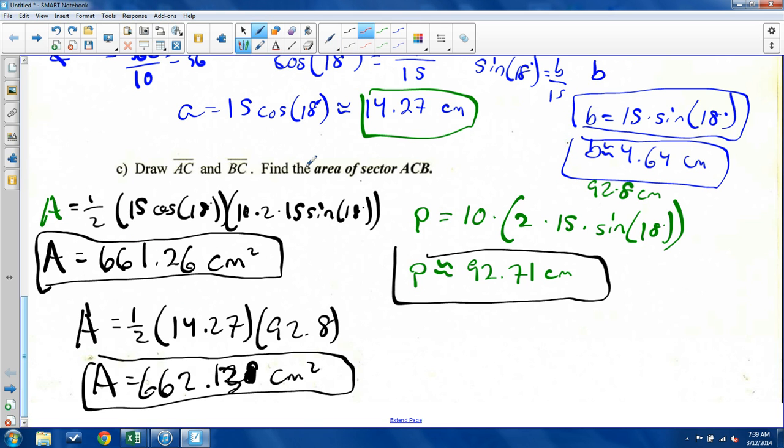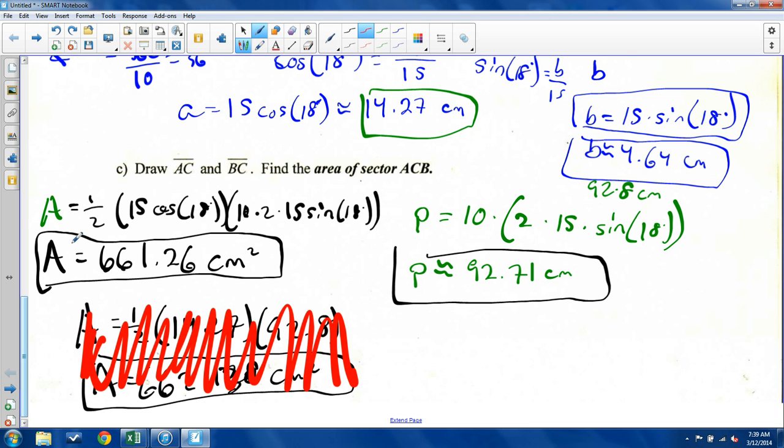You don't want to use rounded numbers as you go. So ignore doing that one. Go and do that one. So we found the apothem and perimeter, and the area and perimeter of the decagon.